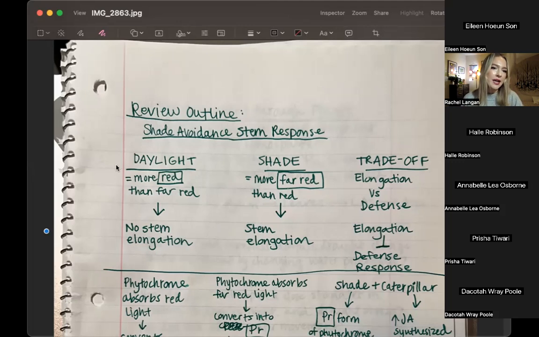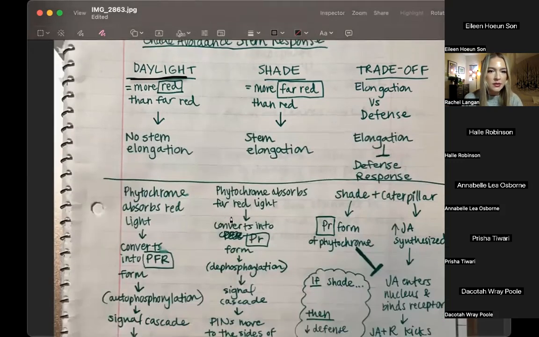So in daylight, what you should be thinking is there is more red light than far red light. And in shade, there's more far red light than there is red light. So as a result, in daylight, we get no stem elongation. And in shade, we get more stem elongation, which should make sense, right? If the plant is trying to reach sunlight, it's going to grow more. Okay, so what is the flow diagram for each of those?